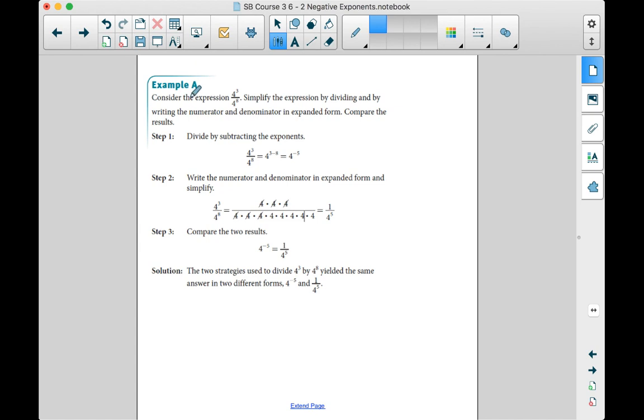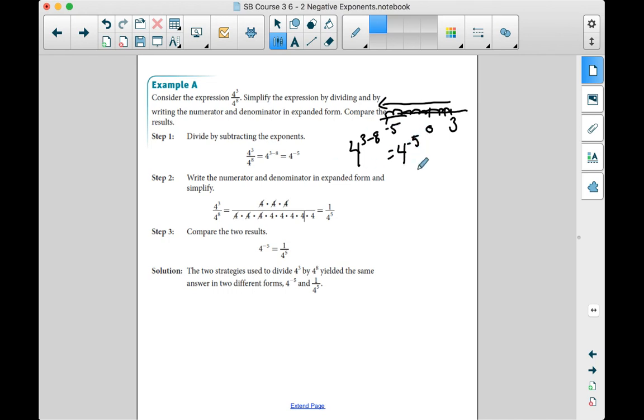So example A says, consider the expression 4 to the power of 3 divided by 4 to the power of 8, and simplify the expression by using your quotient rules. So yesterday you learned that when you have a division problem, you can subtract the exponents. So here, 4 to the power of 3 minus 8, and if we look at our integer rules, if this is 0, 1, 2, 3, we're at 3, we are taking away 8. So we go 1, 2, 3, and then 1, 2, 3, 4, 5 more. So we end up at negative 5. So this would be 4 to the power of negative 5.